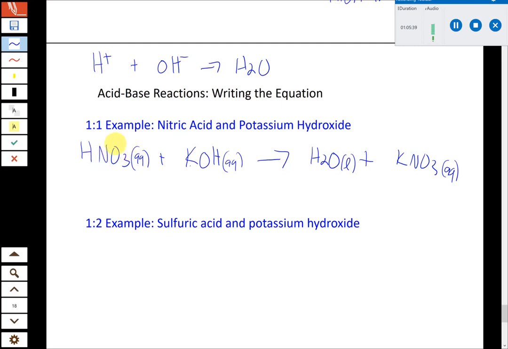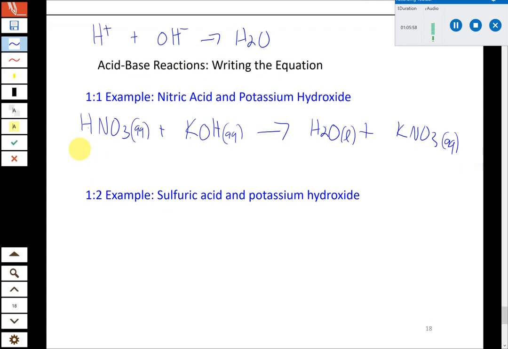And if it's 1 H plus and 1 OH minus, then it makes 1 water molecule, so this has a coefficient of 1. And then finally, the ionic compound also has a coefficient of 1 because there's only 1 of each of those ions. So in this case, no coefficients are needed. It's a 1-to-1 reaction on the reactant side, and you just form 1 equivalent of each product as well.